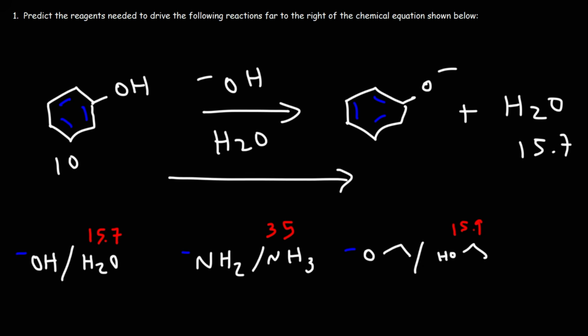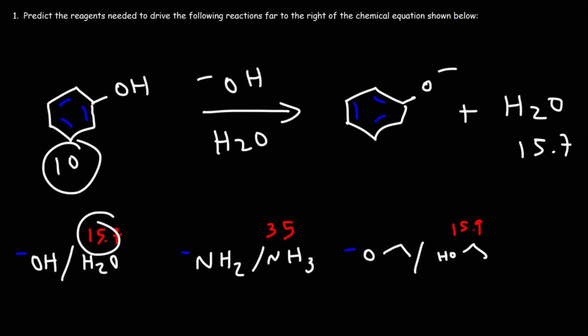And so that's how you can determine which base to use. You just need to compare the pKa of the conjugate acid to the pKa of the acid that you want to deprotonate. And you just want to make sure that this is at least 2 units or more than the pKa of the original acid.